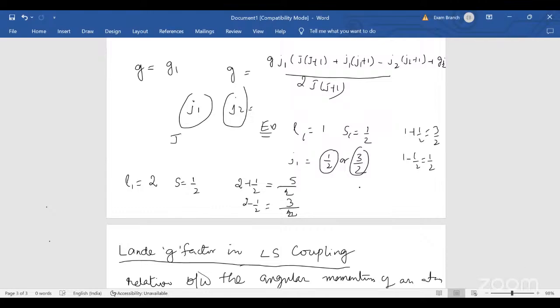In the previous case we got J equal to half or 3 by 2. In this case, we have got J equal to 3 by 2 or 5 by 2. Suppose if you take the case J1 is equal to how much we have got? 1 by 2 we have got. In the case of J2, suppose if you take 3 by 2. So total J is equal to how much? It will be 1 by 2 plus 3 by 2. It should be 2 you are going to have.